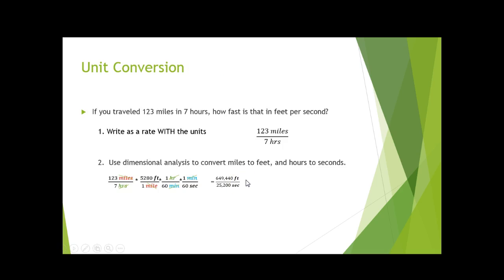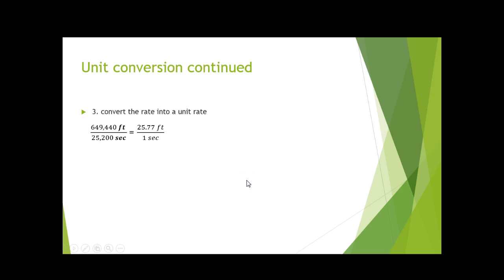So I'm going to convert this to a unit rate. So that number, 149,440 divided by 25,200 is 25.77. That is 25.77 feet per 1 second. So I divide the top by the bottom and I get my unit rate. So that's 25 feet per second. Can you imagine the classroom that we are in? That's about, in 1 second, going from one side of the room to another. A little less than the entire room's length.